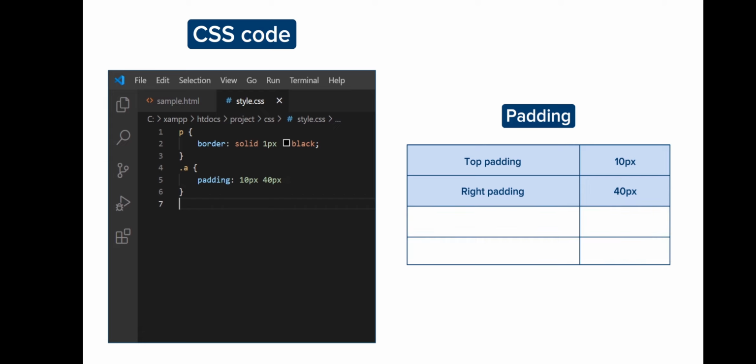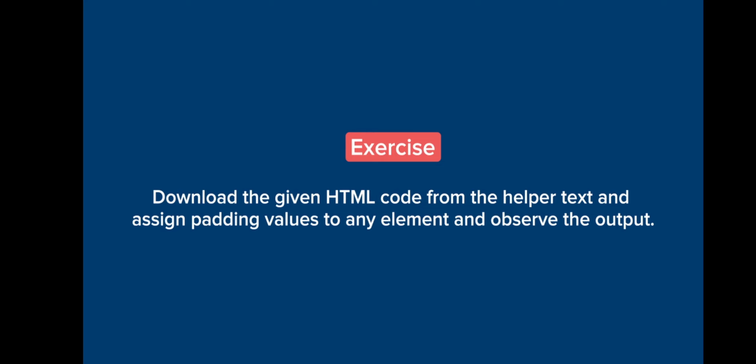Similarly, if we define only 2 values, they will correspond to the top and right side respectively, and for the sides opposite to them, the values will be taken accordingly. And lastly, what if there is only 1 value? This means that all the sides will have the same padding. Now, since you are aware of the syntax, I would suggest you to assign padding values to the HTML code, which you can download from the helper text and observe the output on your own.